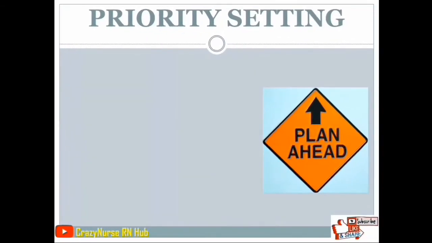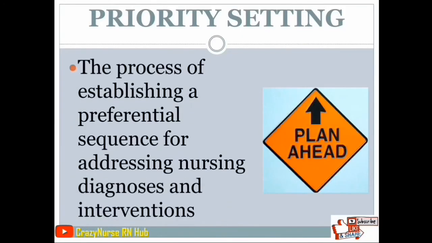Now let's proceed to priority setting. It is the process of establishing a preferential sequence of addressing nursing diagnoses and interventions. The nurse and client begin planning by deciding which nursing diagnosis requires attention first, which second, and so on. Instead of rank ordering diagnoses, nurses can group them as having high, medium, or low priority. Life-threatening problems such as impaired respiratory or cardiac function are designated as high priority.